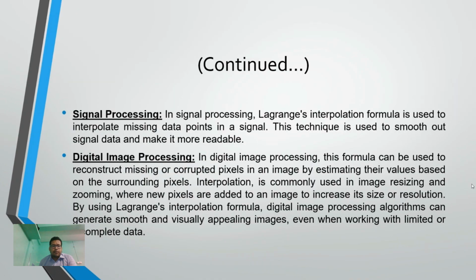Next application is signal processing. In signal processing, Lagrange's interpolation formula is used to interpolate missing data points in a signal. This technique is used to smooth out signal data and make it more readable.